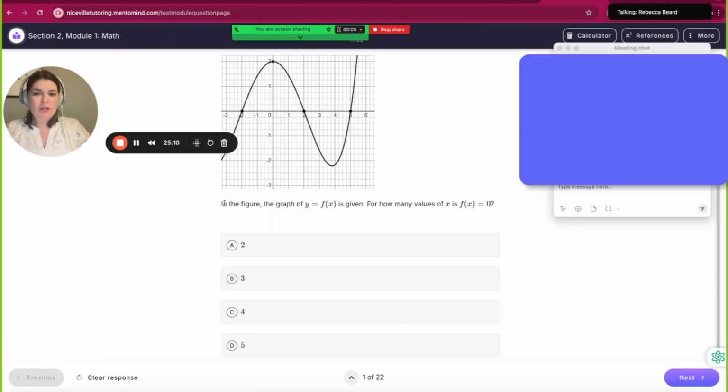I love these questions because it sounds fancy, but in the figure graph y equals f of x, how many values of x does f of x equal 0? It just means how many times it's going over the x-axis. So the answer is 3.